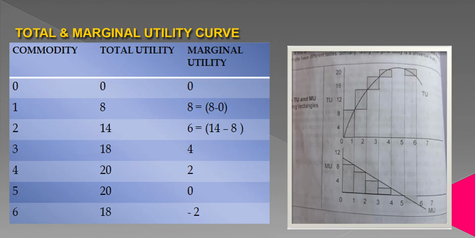We can present this relationship with the help of a graph also. You can see in the graph, utilities are plotted on the y-axis. Consumption of apple is plotted on the x-axis. So commodities we always take on the x-axis and utilities we always take on the y-axis.